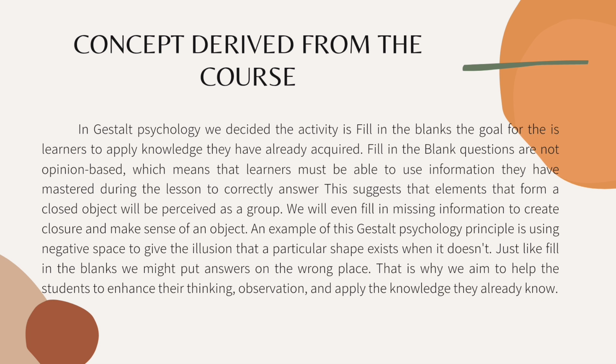This suggests that the elements that form a close object, we will perceive as a group. We will even fill in the missing information to create closure and make sense of an object. An example of the Gestalt psychology principles is using negative space to give the illusion that a particular shape exists when it doesn't. Just like fill in the blanks, we might put an answer in a wrong place. That is why we aim to help the learners or the students to enhance their thinking, observation, and apply the knowledge they already know.